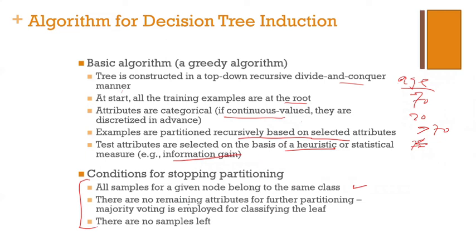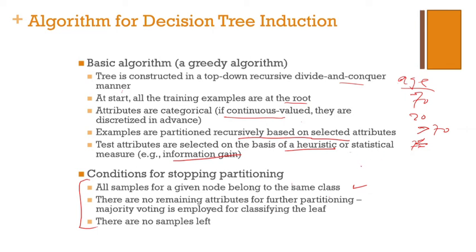Then, two, there are no remaining attributes for further partitioning. Sometimes also we will stop when we finish using all the samples that we have. So there's no more samples to be used, so we stop. Then sometimes majority voting is employed for classifying the leaf.